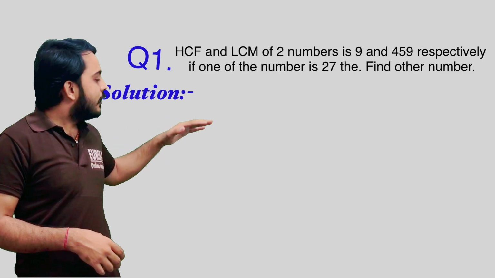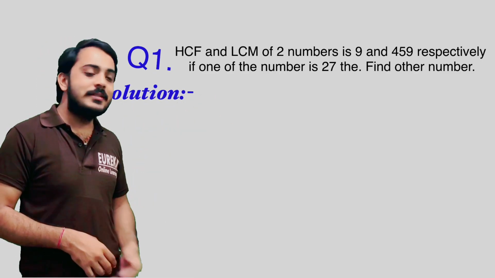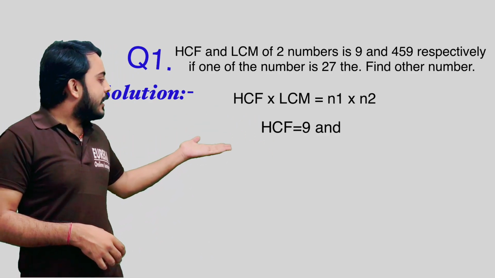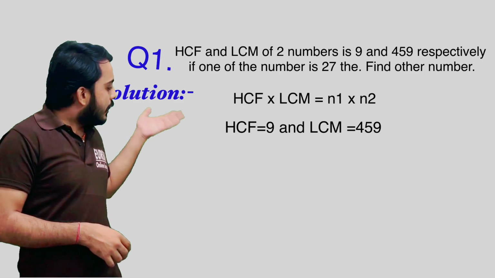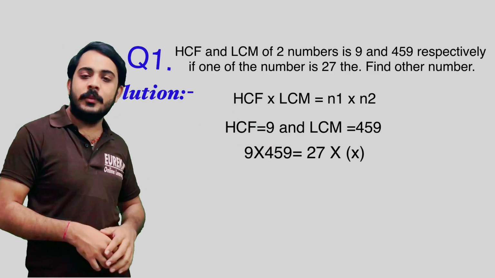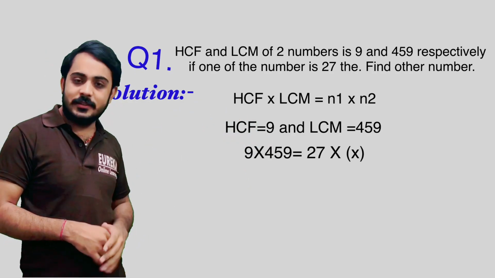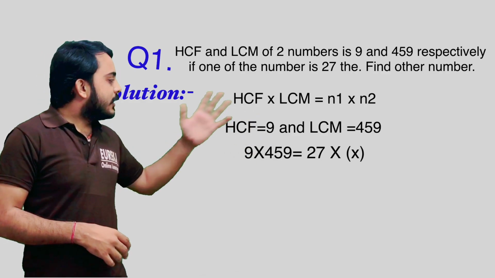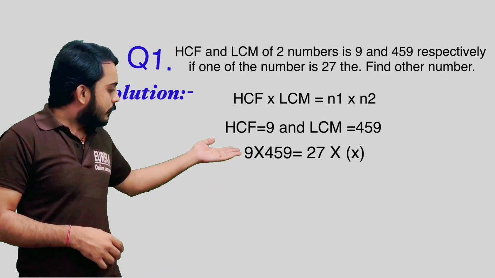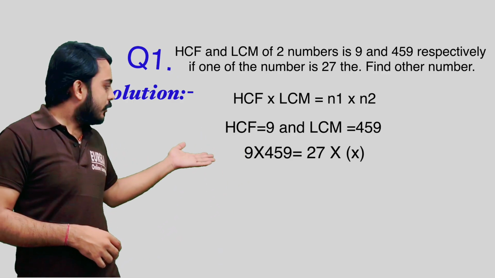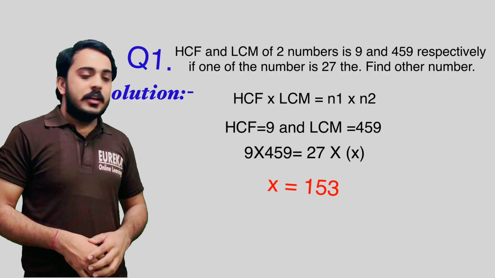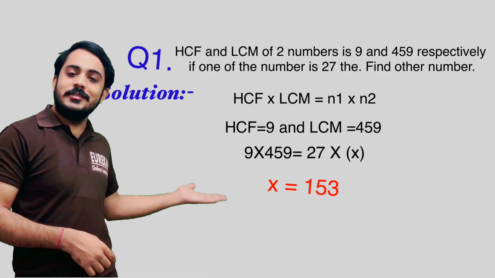We put the values in the formula: HCF into LCM equals number 1 into number 2. Here HCF is 9 and LCM is 459, so 9 multiply 459 equals 27 into another number, which we take as x. Now we divide 9 multiply 459 by 27, and x will be 153. So the second number is 153. That is the answer of this question.